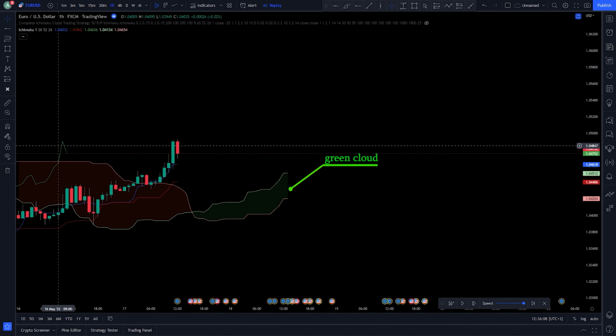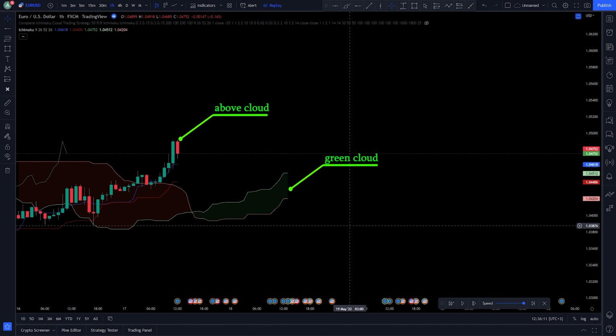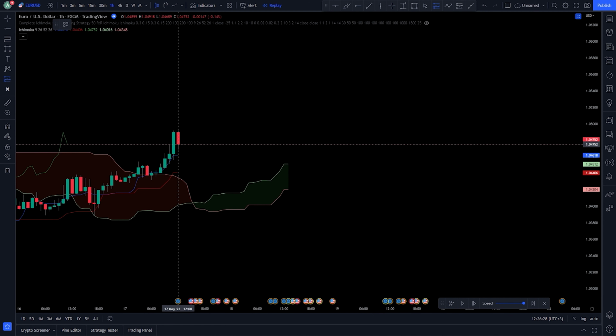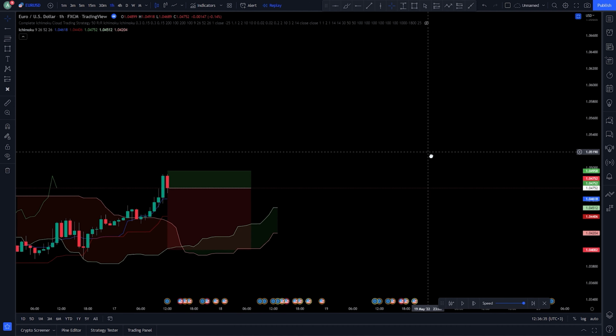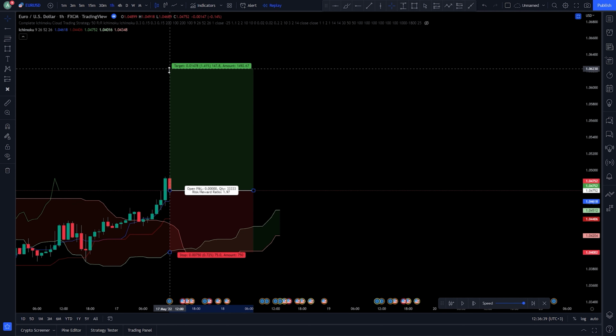Here, we have a green cloud. The price must be above the cloud, the conversion line is above the baseline, and the lagging span line is above the cloud. Now we can take a long position. Our stop loss must be below the cloud, and the risk to reward ratio will be 1 to 2.